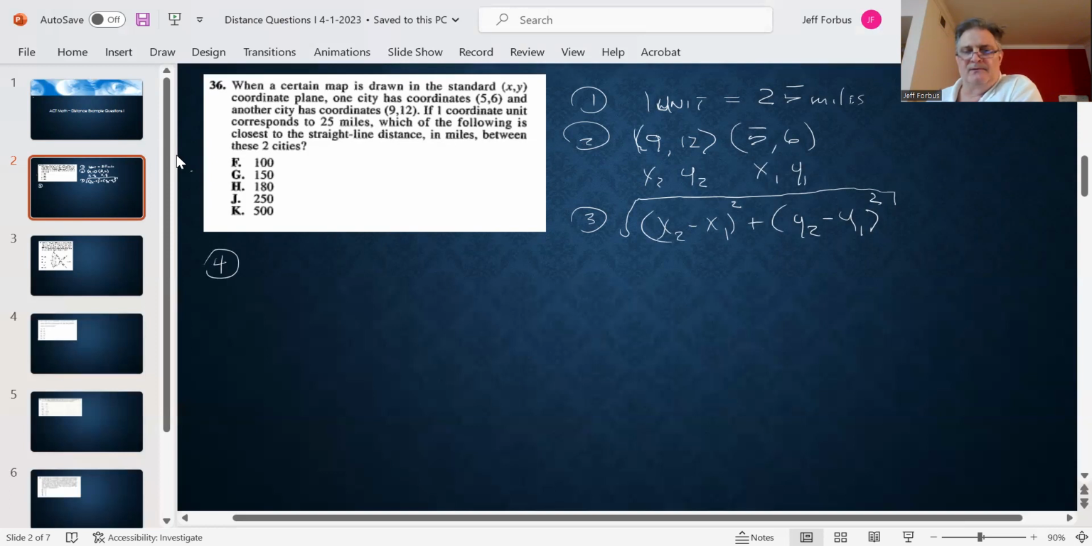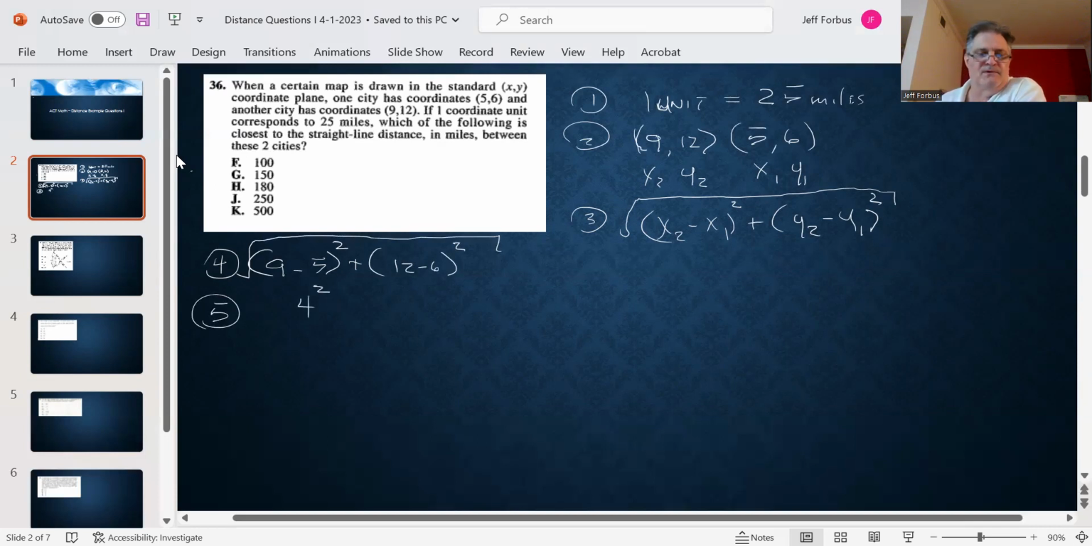We're going to let x sub 2 be our 9, so we're going to say 9 minus the 5, and then we're going to square that result. Then we're going to say 12 minus 6, and square that result. So 9 minus 5 is 4, 4 squared, plus 12 minus 6 is 6, becomes 6 squared.